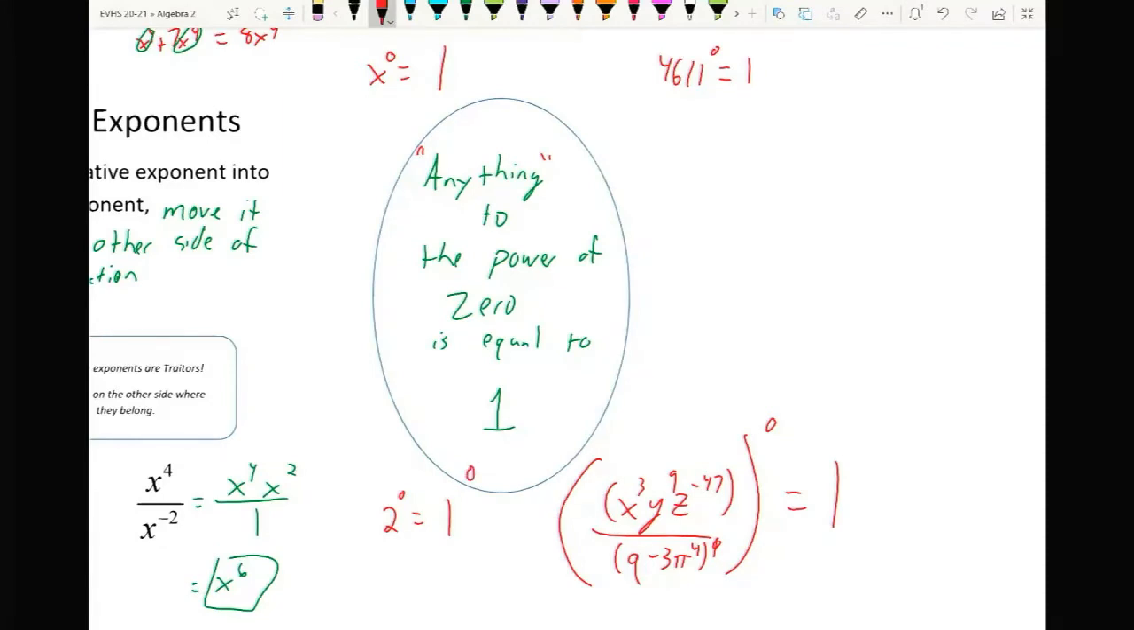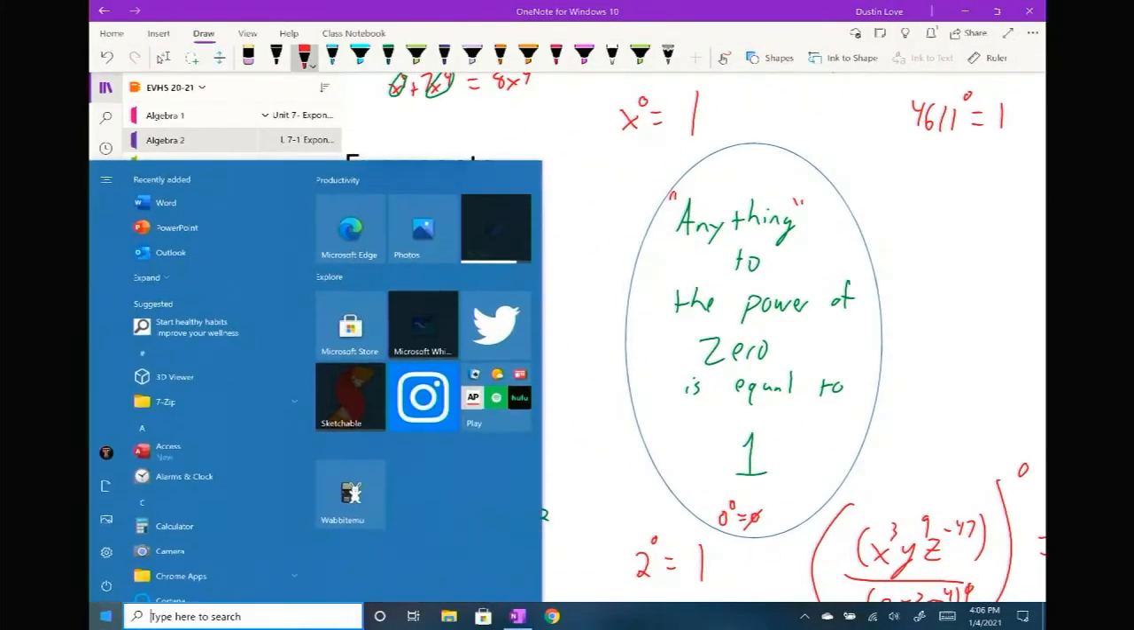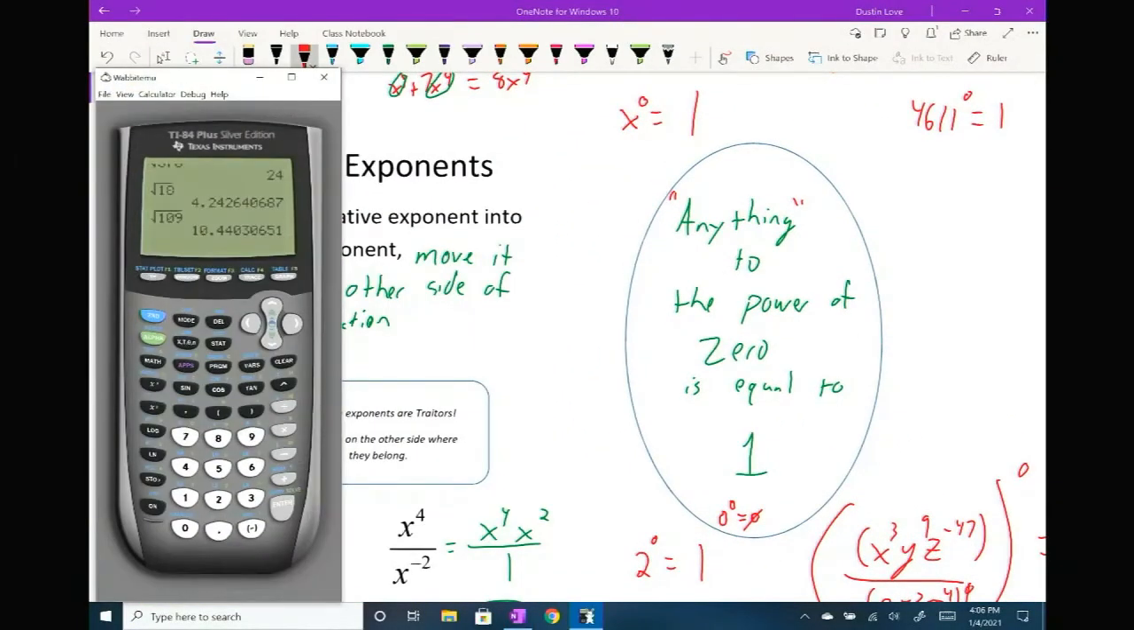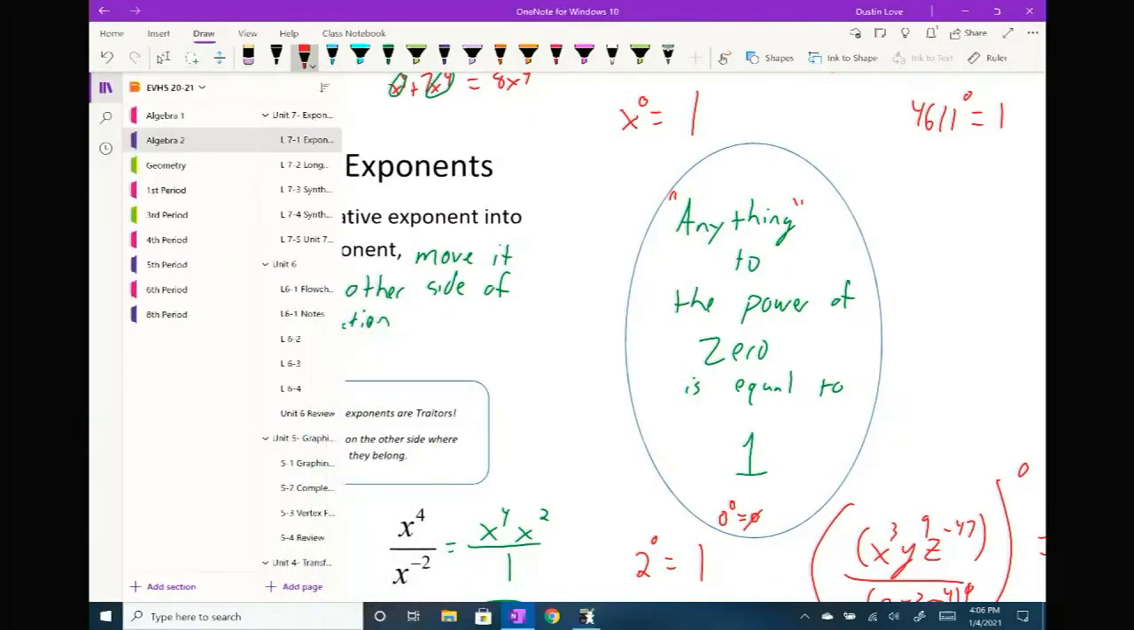Here's one exception. 0 to the 0 power is undefined. You can't do that one. There's a reason for that, but we're not going to get into it right now. It's one of those weird cases where it just doesn't work. If you try to put it in a calculator, actually, let's try that and see what happens. Just for fun, let's do 85 to the 0 power is 1. 0 to the 0 power, crap. It can't do it. So the calculator can't handle it either.